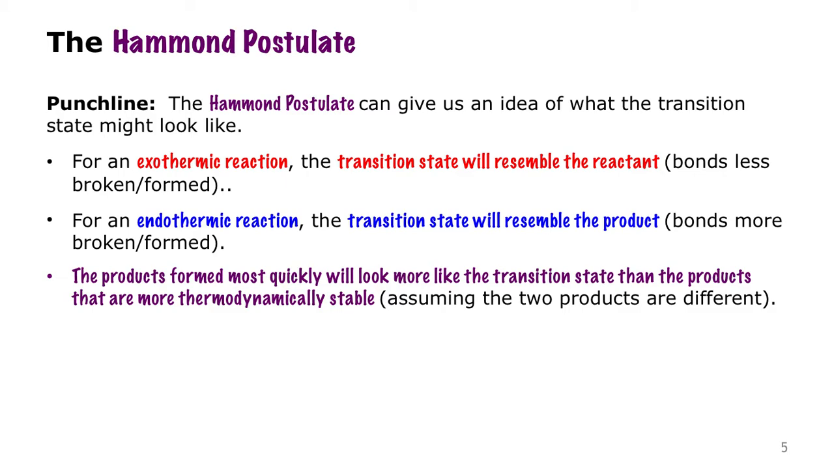So the punchline is just that an exothermic reaction has a transition state that resembles the reactant, and an endothermic reaction has a transition state that resembles the product. And finally, products formed most quickly will look more like the transition state than products that are more thermodynamically stable, assuming that the two products are different.